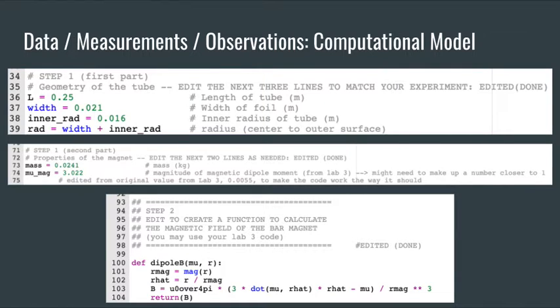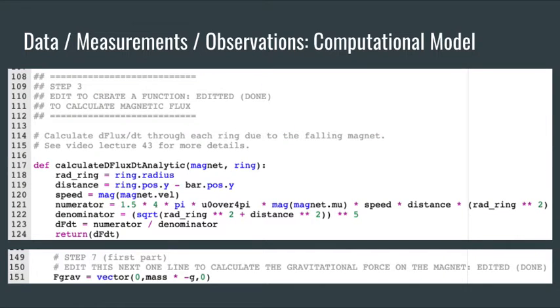In the first part of my code, I inputted all of my observed values about my tube and my magnet, such as the tube length and width, into the code. I then created a function for the magnetic field of the bar magnet, which I pulled from my Lab 3 code. Next, I created a function for the time derivative of the magnetic flux, which I later plug into Faraday's law.